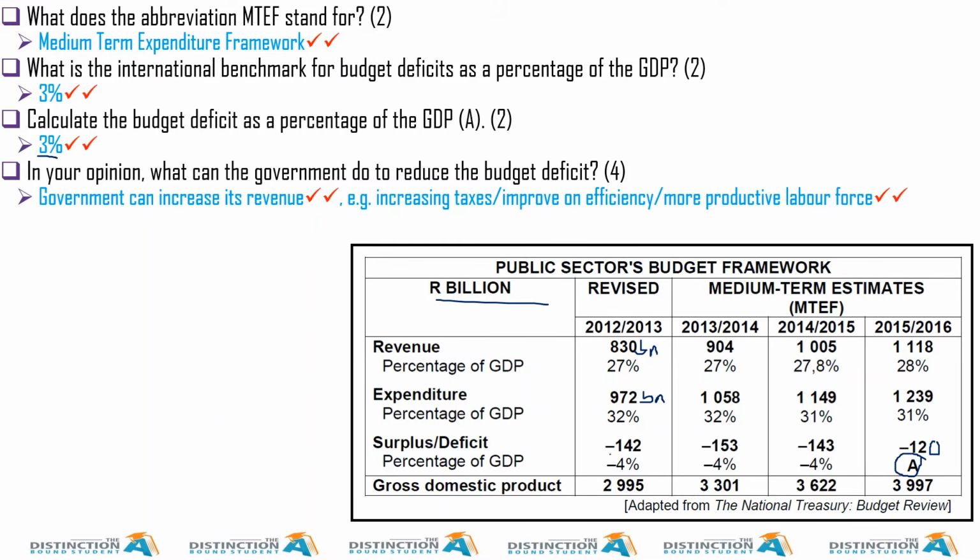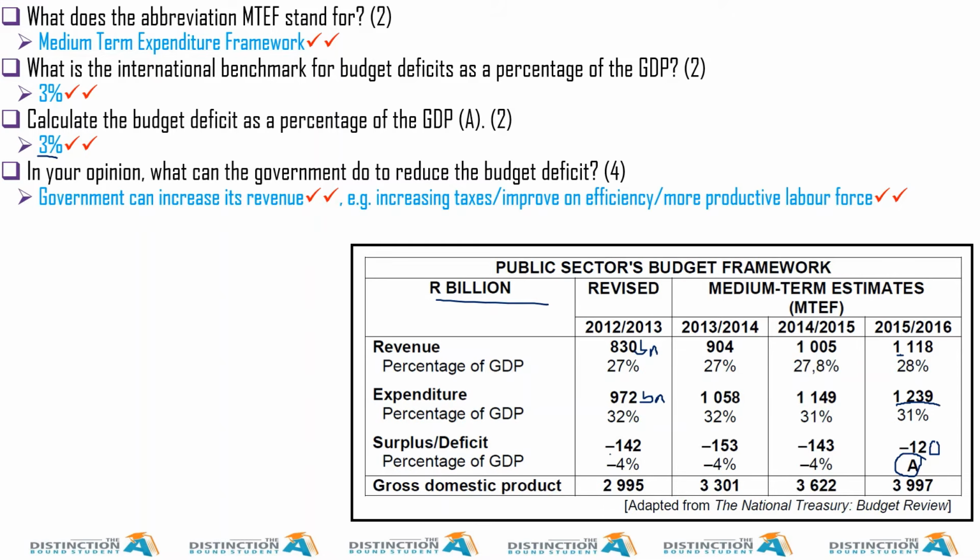By budget deficit, we mean the government has less money than it needs. Just like in this case, the government needs 1.2 trillion. Remember, we add billion in front of this figure. So the government needs 1.2 trillion rands, but it only has 1.1 trillion rands. So the government has a deficit of 120 billion rands. This 120 billion rands will have to be borrowed.